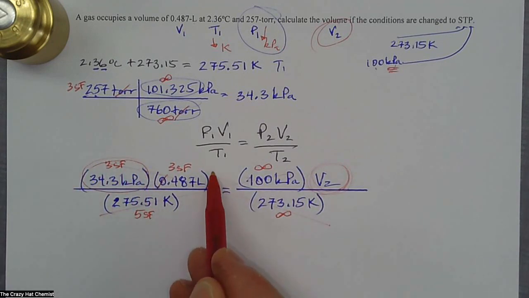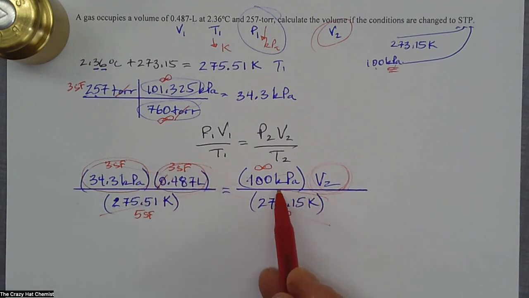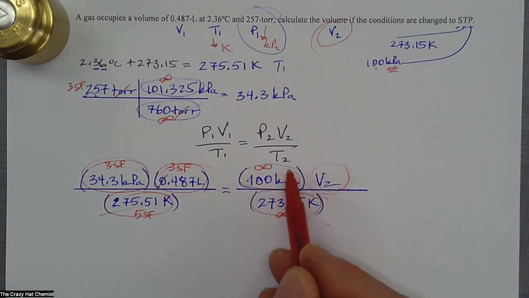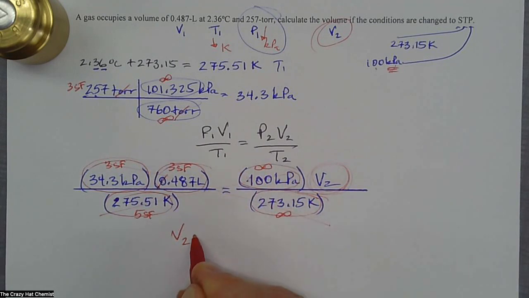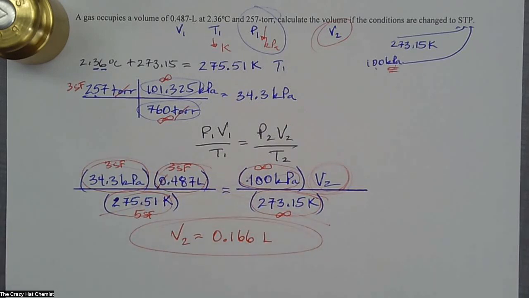34.3 times 0.487 times 273.15 divided by 275.51 divided by 100. I'm going to get V2, and that is going to be equal to 0.166 liters. And that's rounded to 3 significant figures. Leading zeros don't count, remember.